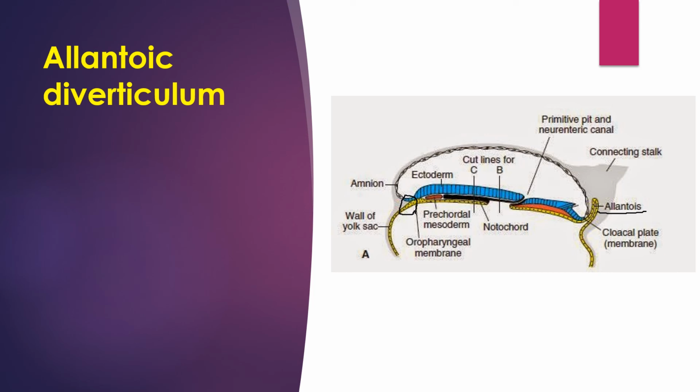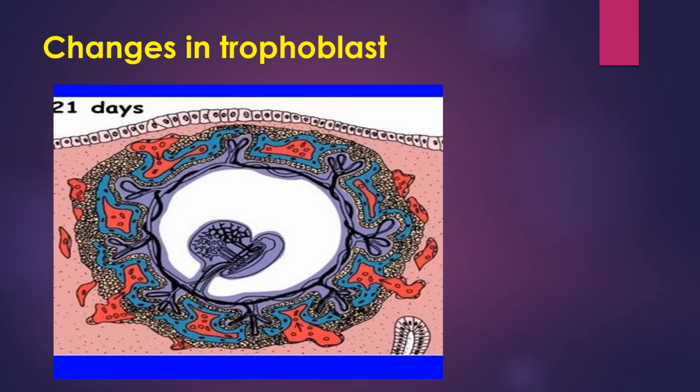Up till now we have seen the changes in the embryoblast cells. Now we'll see the changes in the trophoblast cells. So already in the second week itself, we have seen the primary villi formation. Now the primary villi is changed into a secondary villi. So here this villus contains a central core of the somatopleuric layer of primary mesoderm. And then this secondary villi is changed into a tertiary villi.